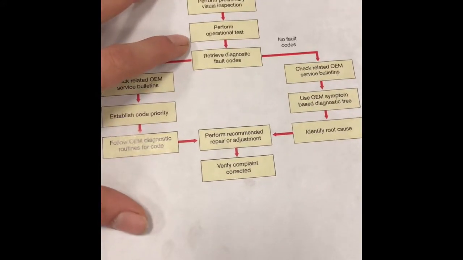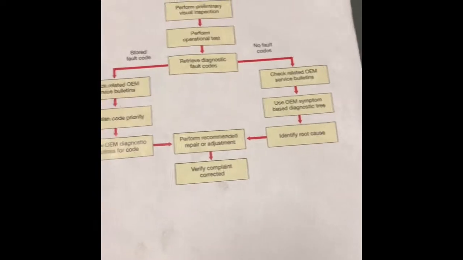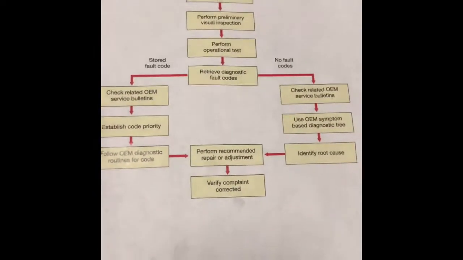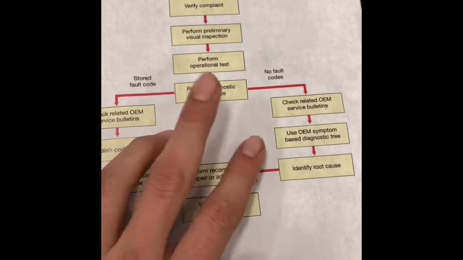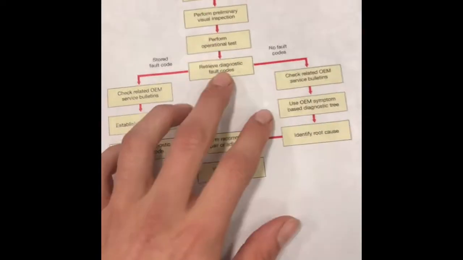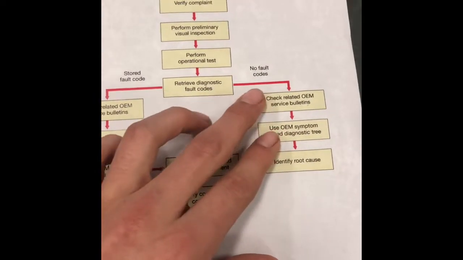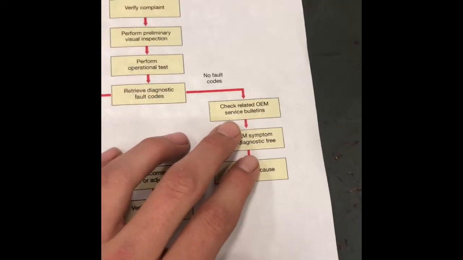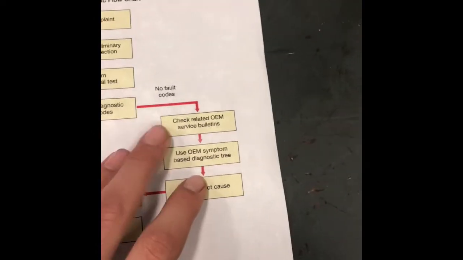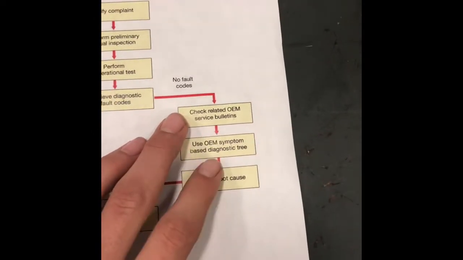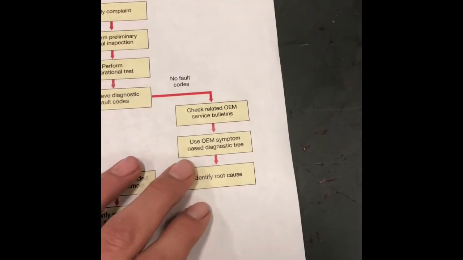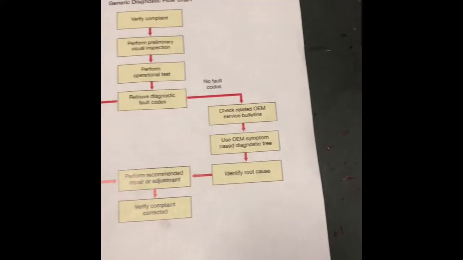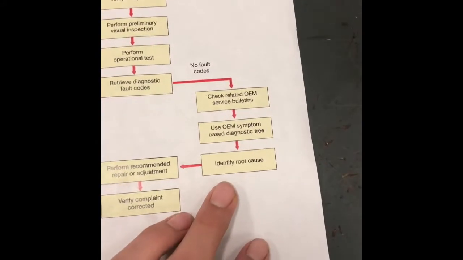And then you need to perform an operational test. So just test the things that you think could be the problem, but if you can't figure that out, then you want to go to retrieve diagnostic fault codes, which is with the scan tool. And then if you don't have any codes, you're going to want to look at service bulletins, which is like other technicians' notes about the certain car you're working on, and see if this problem has occurred before. And then usually they'll have a diagnostic test for you to follow in order to see it.